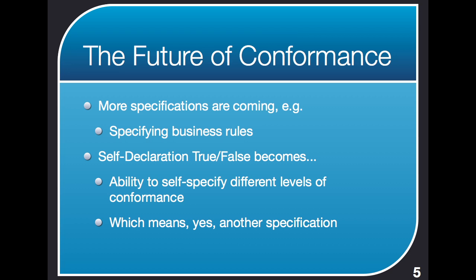You'll also be able to do things like do sophisticated self-declaration of how conformant your work is. Right now, if you want to say your work's conformant, it's a true or false. Either you are or you aren't. But we're going to have ways to let you define for yourself just how conformant you are, and that's going to be really flexible as well. And that'll mean, yes, another specification. So there are more sophisticated ways of conforming to the NIEM that are coming down the pipe, but they will come at the cost of more specifications for you to learn.